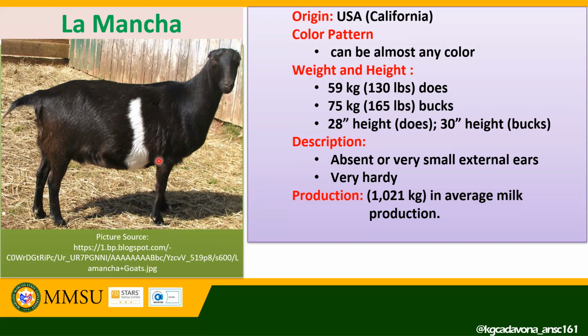Then another characteristic of this breed is that they are very hardy animals. So they can withstand a great deal of hardship like rough topography and tough climatic conditions. On average, a La Mancha dairy goat produces around 1,021 kilograms of milk.